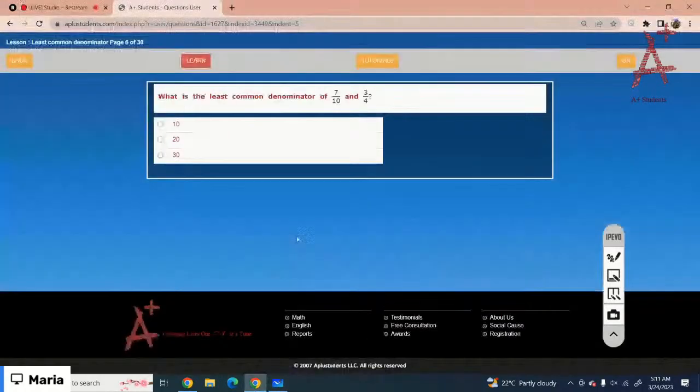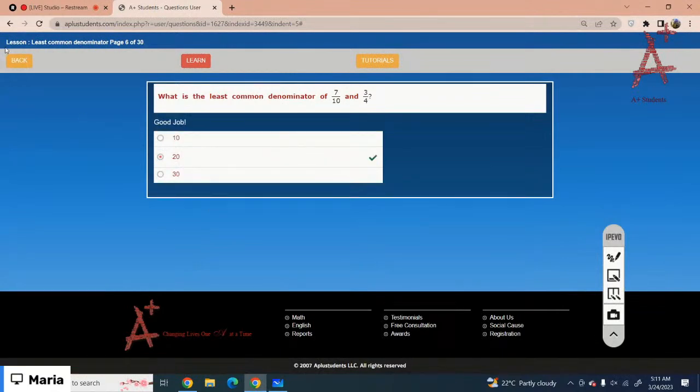Just select the correct option, then click on the OK button. Okay, you can complete the test by yourself later today. Let me just move on to the next lesson. Got it?